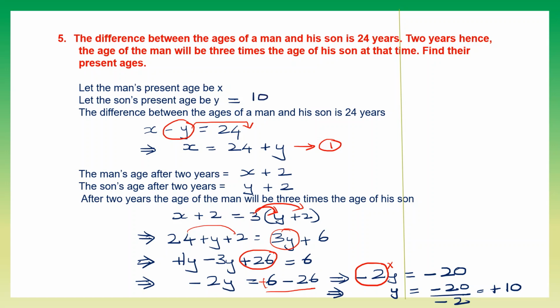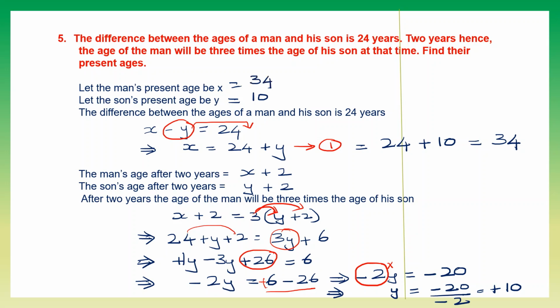Now we have to use this first equation here to find the age of the man. The age of the man is x, isn't it? So x is equal to 24 plus y. So let's work that out. So 24 plus y means 24 plus, how much is y? We found out to be 10. 24 plus 10 is 34. So the man's age is 34 and the son's age is 10.